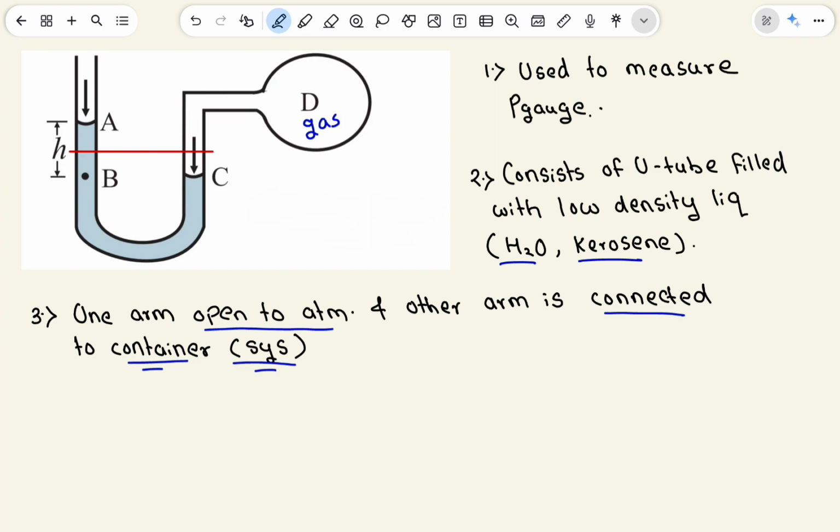What has happened is, when we connected the container to the U tube, the gas in the container has created a pressure which is acting on this point which I have darkened over here. Because of this pressure, the level of liquid goes downwards in the right hand side arm, and the level of liquid goes upwards in the left hand side arm.